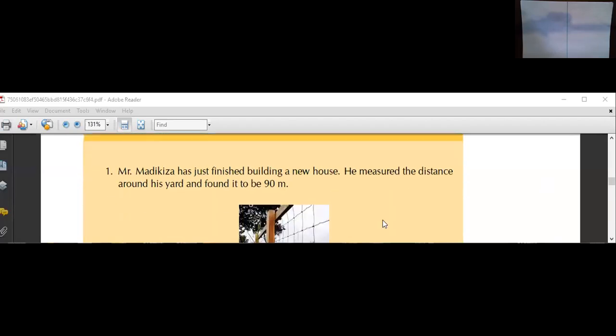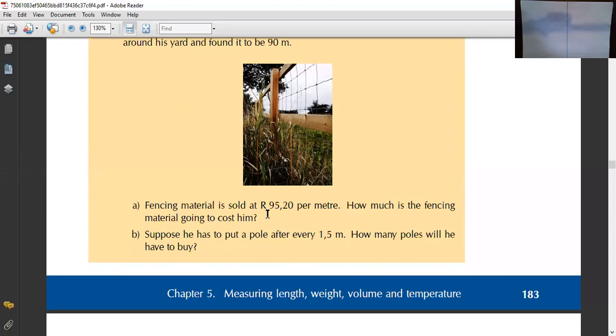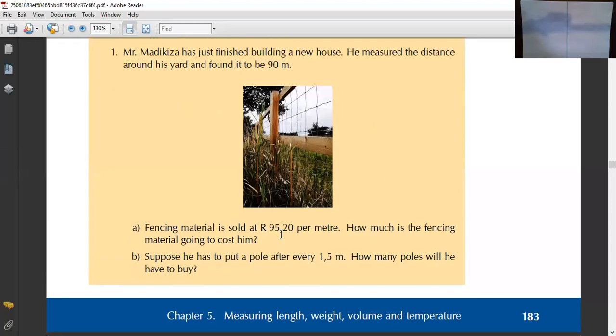Let's move on to today's work. I have a question for you here. Mr. Madikiza has just finished building a new house. He measured the distance around his yard and found it to be 90 meters. A fencing material is sold at 95.20 per meter. That is 95 rand 20 cents. How much is the fencing material going to cost him? We need to figure that out for our activity.